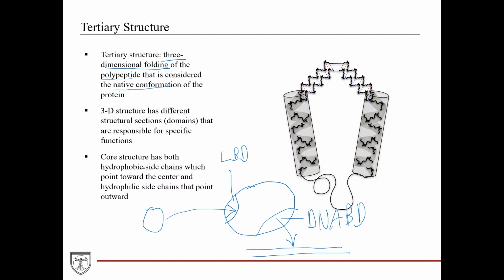Another thing is the core structure has hydrophobic side chains, which point toward the center. That makes sense. These proteins are going to be immersed in the cytosol or the aqueous extracellular environment, and so the hydrophobic side chains are going to move away from water. And then you have the hydrophilic side chains, which are going to point outward into the aqueous environment.